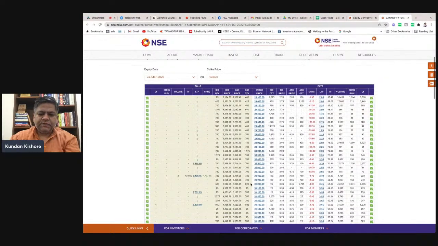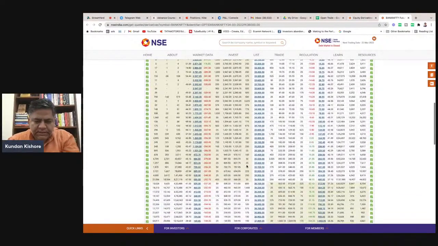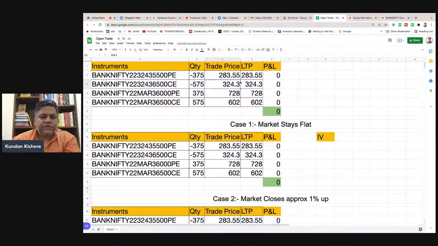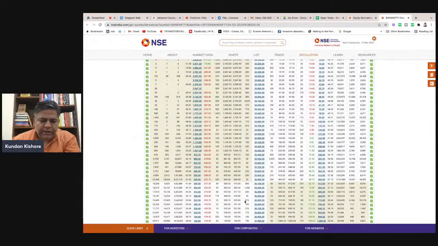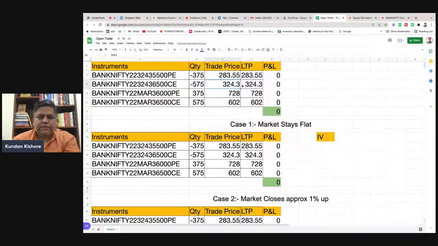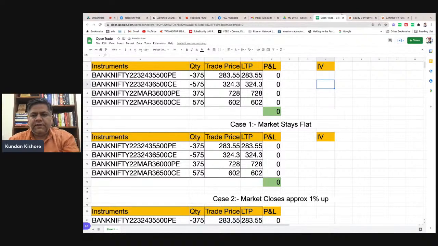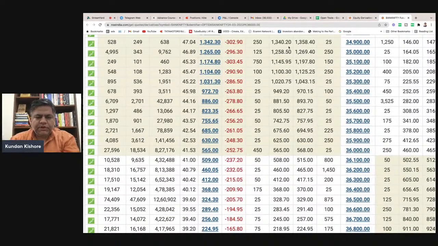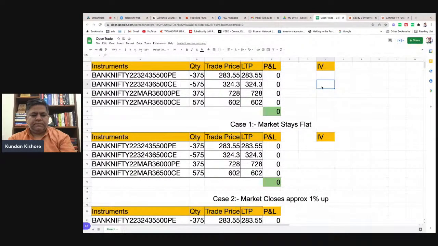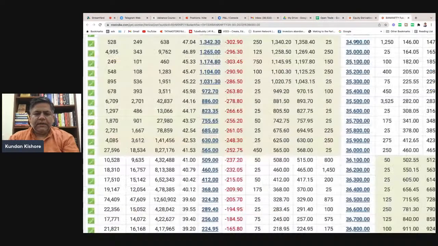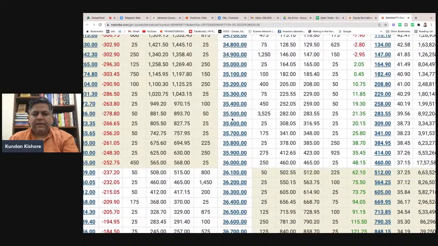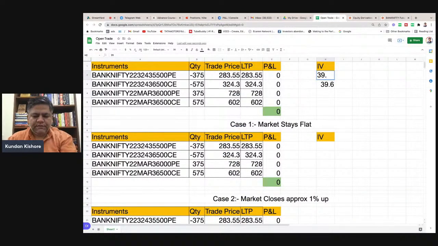So this one I have sold, and the strike price which I have chosen is 36,500. So 324 rupees is the closing which I have taken, and I have to record IV. Okay, so the IV here is 39.60. So here we can record the IV of 36,500, which is 39.6. And the put I have written is 35,500, which is 283, and IV again is 39.56. So I'll tell you the logic of why I have taken this trade very briefly.